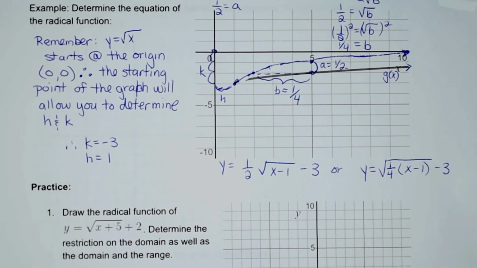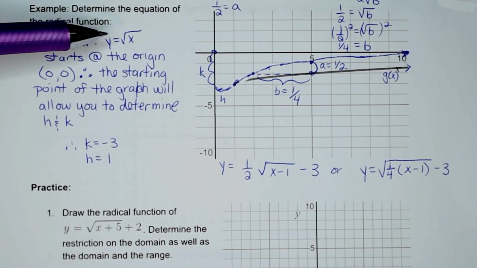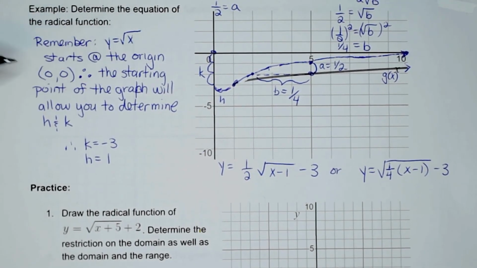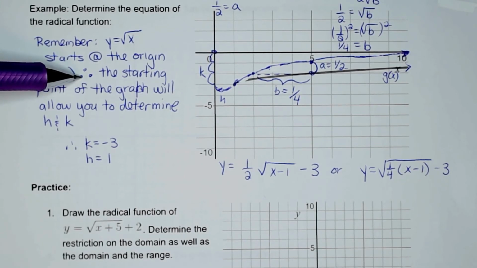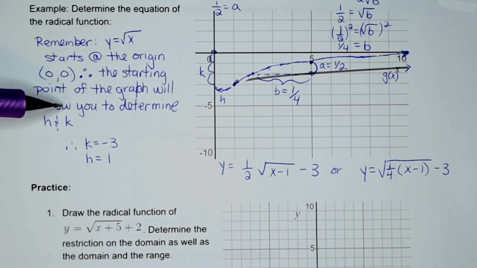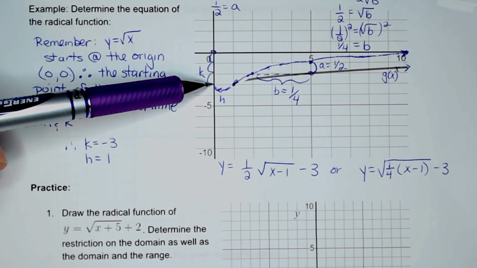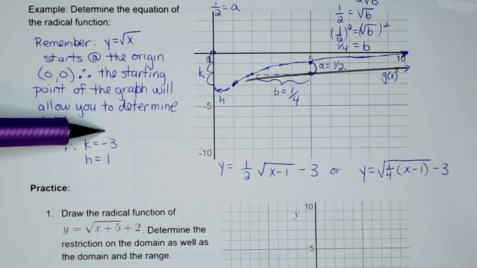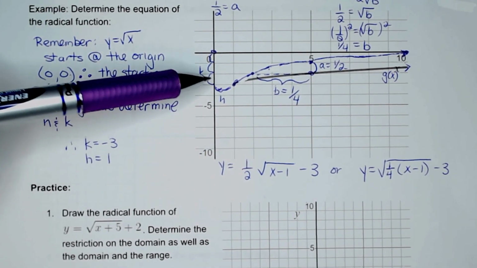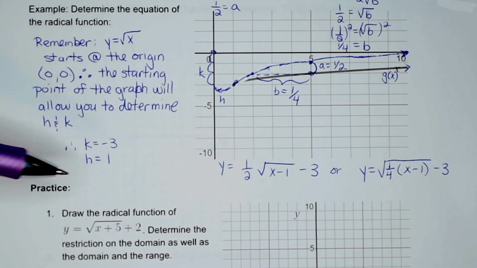So let's focus in on the graph first, and then we'll talk about the method 2 substitution. Now, I want you to remember that y equals root x starts at the origin, (0, 0), and therefore the starting point of the graph will allow you to determine h and k. So on your paper, you can see we've gone 1, 2, 3 down. That's our k value, -3. And we've gone 1 to the right, so our h is 1.